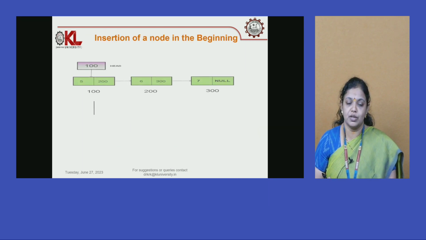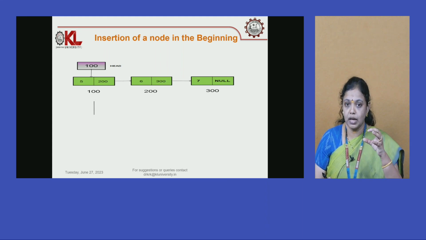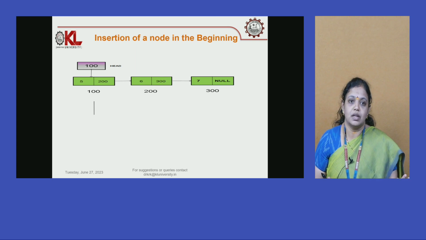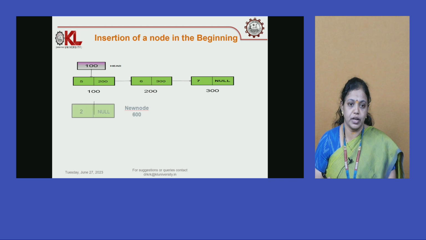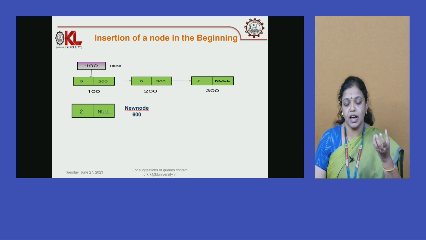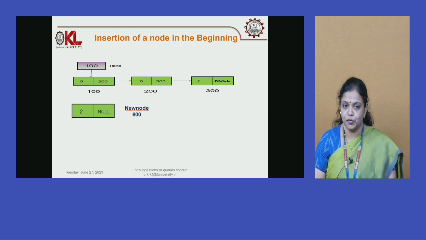Insert a node in the beginning. I have tried to explain everything only with the help of diagrams. Now, insertion of a node in the beginning. Say this is the existing linked list: 5, 6, 7 are the existing nodes, and the address of the first node, 100, is stored in the head. Now I want to insert this new node. First I have to create this new node and then insert it at the first position. Am I right or not?